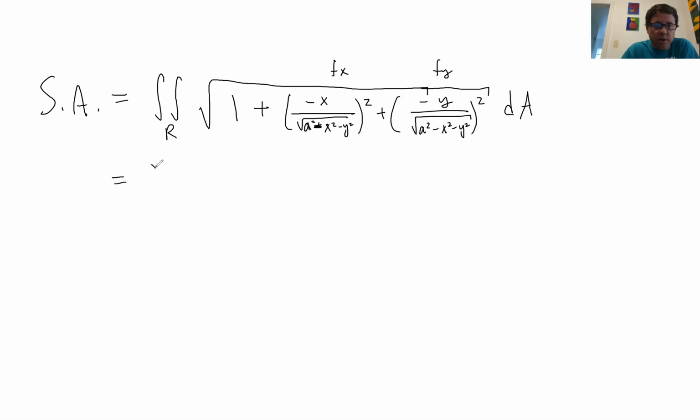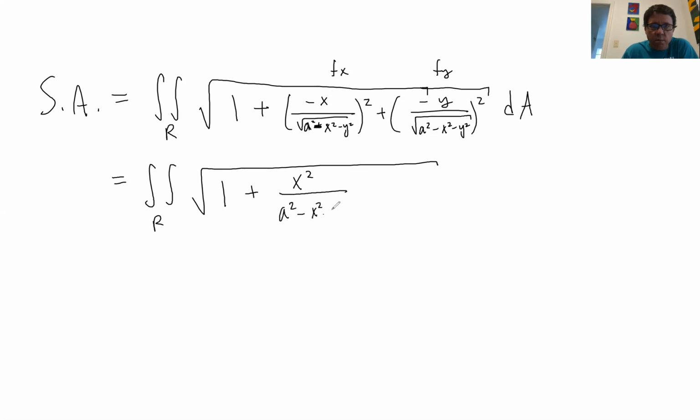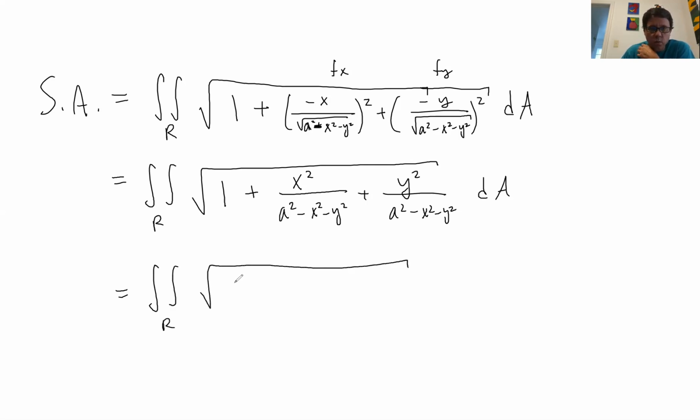Maybe just do a little bit of algebra here. I'll get 1 plus, square everything properly, x squared over a squared minus x squared minus y squared, and then y squared over a squared minus x squared minus y squared. So all the negatives get squared out. So if I put this together, I'll get the square root of 1 plus, and I can put that in one denominator, x squared plus y squared over a squared minus x squared minus y squared.